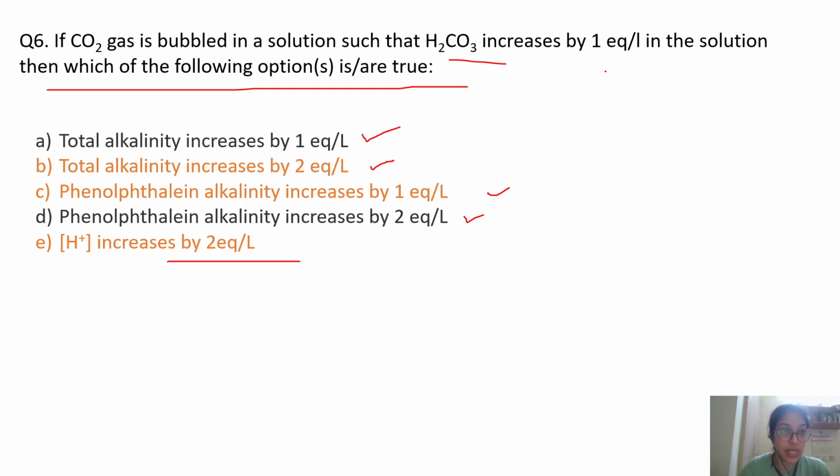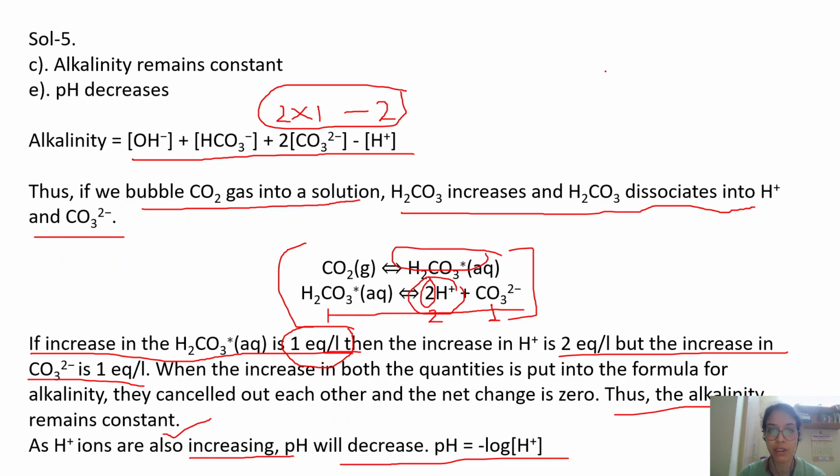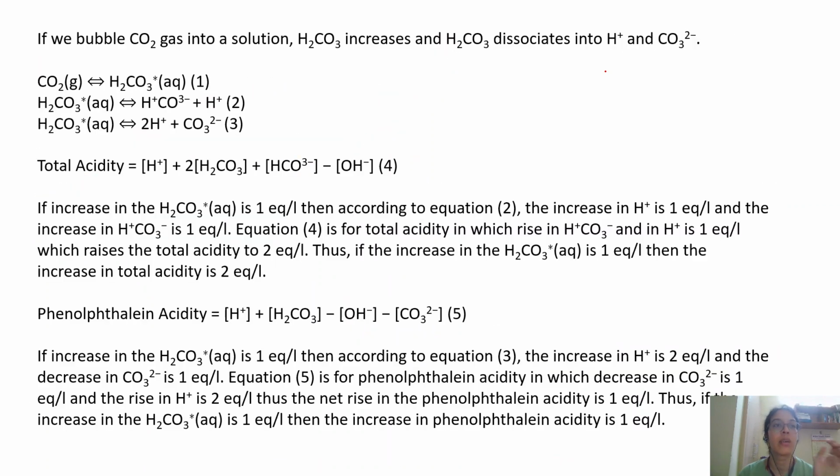So the solution is total alkalinity increases by 2 equivalents per liter and phenolphthalein alkalinity increases by 1 equivalent per liter. However, H plus increases by 2 equivalents per liter. I think for H plus you know how it is increasing, right? We have seen it in the previous question. So these are the equations.